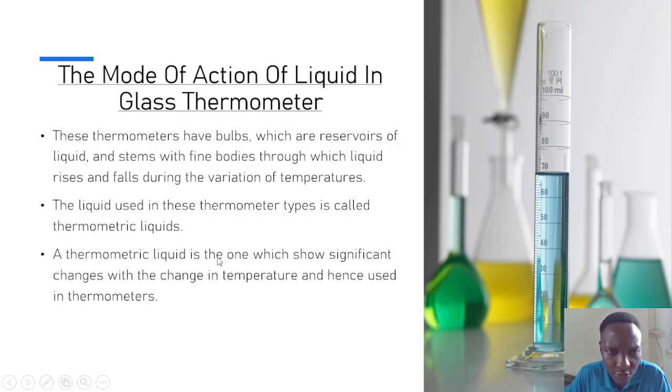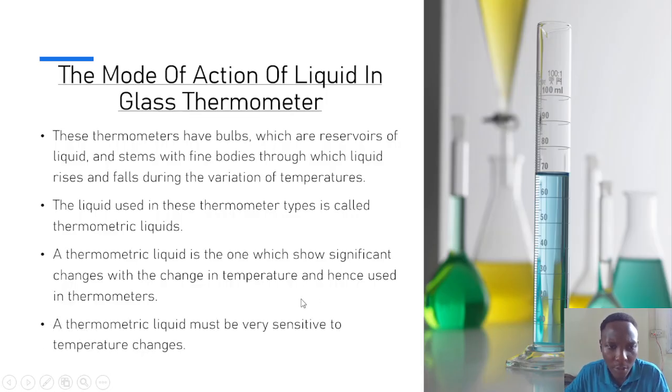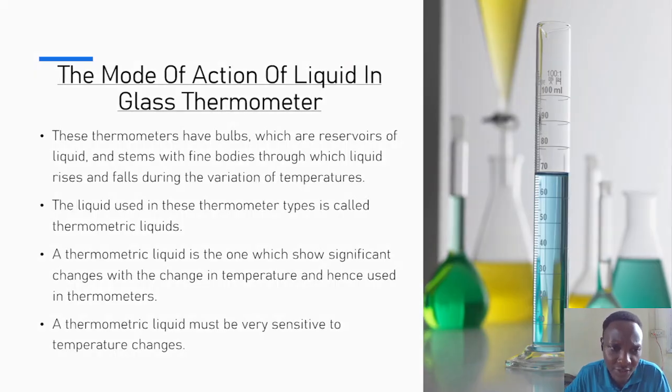Now, a thermometric liquid is one which shows significant changes with the change in temperature, and hence the ones that are used in these kinds of thermometers. A thermometric liquid must be very sensitive to thermometric changes so that it should be able to record the required measurements of the changes in temperature.